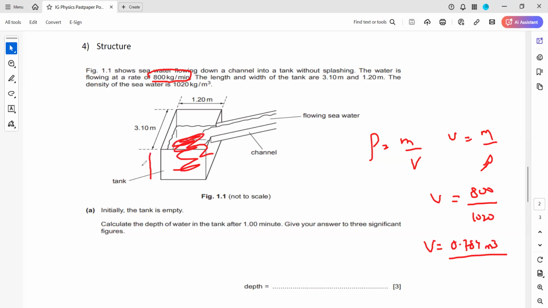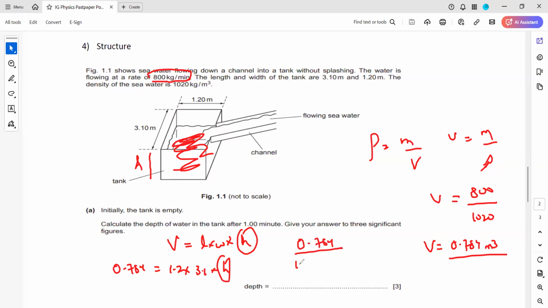Now you need the depth. Depth is equal to volume divided by area. Volume is length, width, and height, and length times width is the area. You can substitute: the volume is 0.784, the dimensions are 1.2 and 3.1, and the depth is unknown. Just divide: 0.784 divided by 1.2 times 3.1. What's the answer? The answer is 0.211 meter. Write your answer in 3 significant figures.